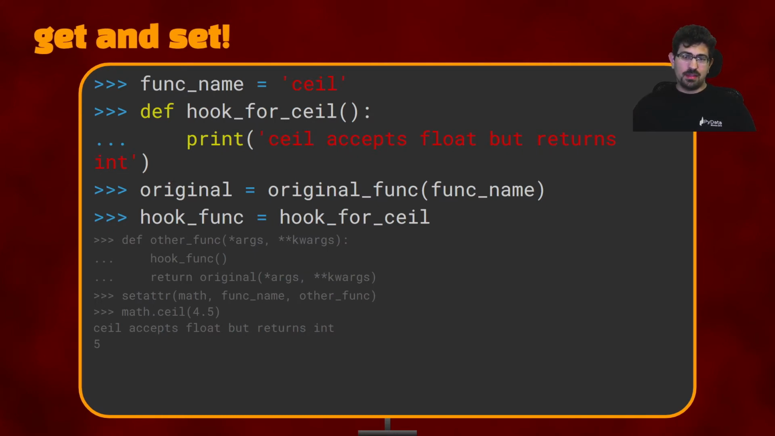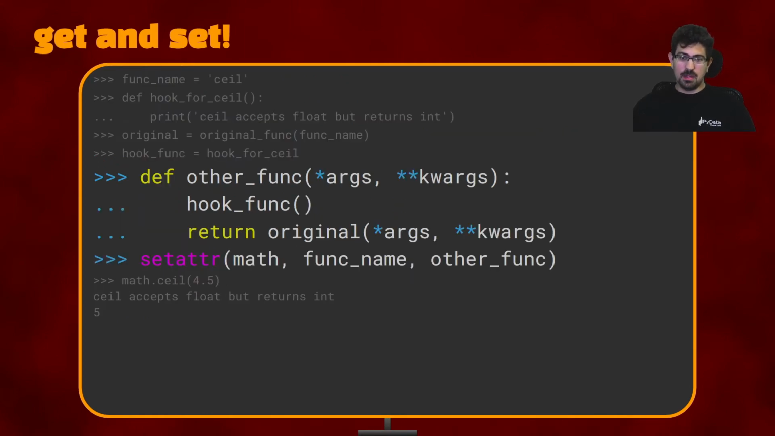So let's try this. We do func name equals ceil, and we define a hook function, hook for ceil. It prints ceil accepts float, but returns int. So now we can say the original is the original func of func name, and hook func is the hook for ceil. Now what can we do? We can define another function, and now it's a more robust function because it accepts args and kwargs. It runs the hook function, and then it returns the original function.